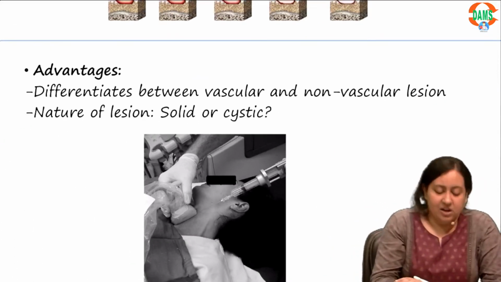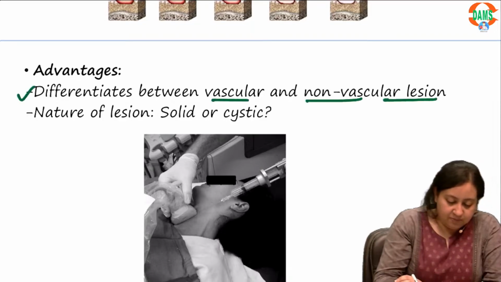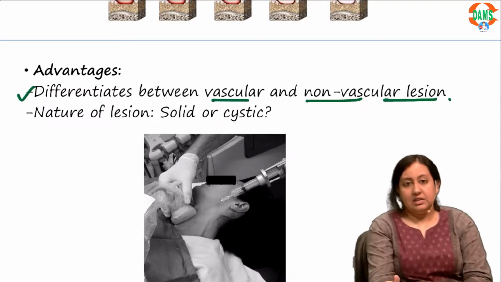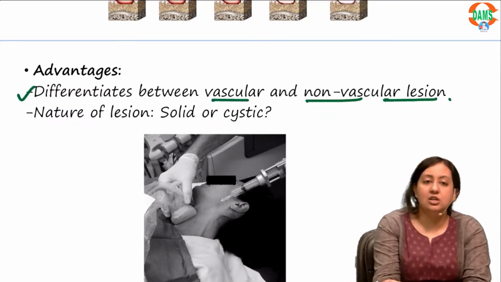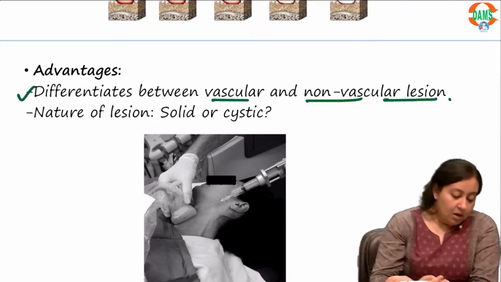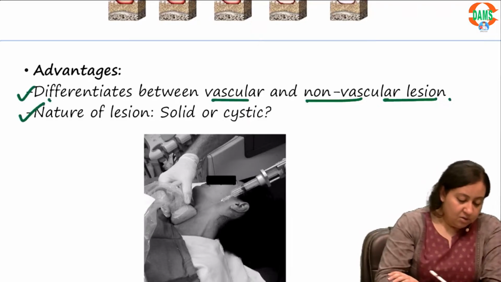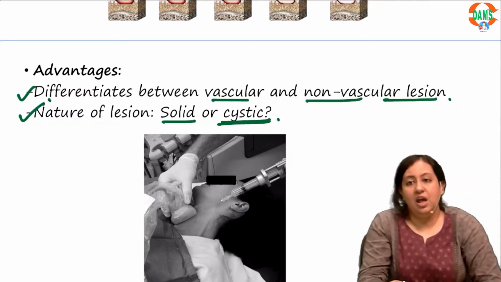So what are the advantages? It differentiates between a vascular and non-vascular lesion. In case you do an FNAC and you get blood in your needle, that means the lesion is vascular in nature. Then you have to be very careful while addressing such a lesion. It can be a high flow lesion. It can also tell you whether it is solid or cystic, which I just explained to you.